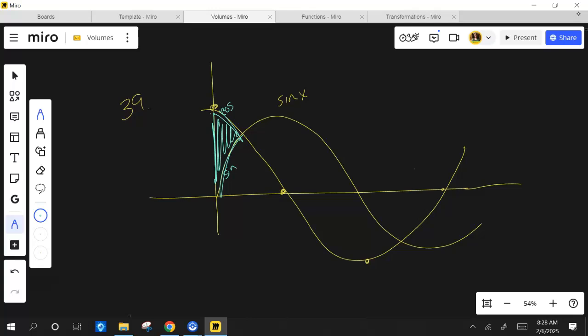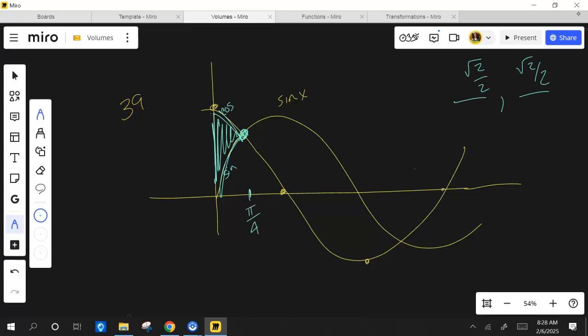So first thing I need to know is where do they intersect? And you could actually know that it's pi over 4. But you should know that. What do they share? The only place where they have the same exact coordinates, where they are equal, is pi over 4, because that's square root of 2 over 2 for that one. All right, so this is pi over 4.